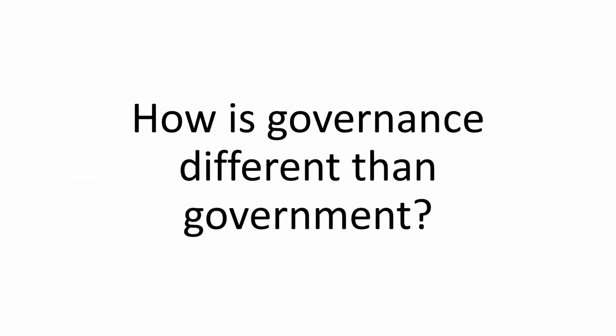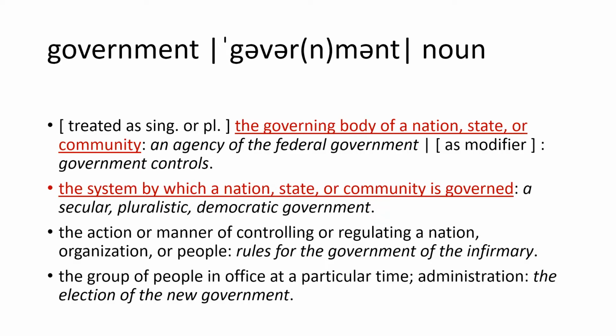You may be asking yourselves, how is governance different than government? Whereas governance refers to the act of governing, government refers to the institutions and practices of government. Government can refer to the governing body of a nation, state, or community, or the system by which a nation, state, or community is governed. Obviously, we do not have an international government, but we do have international governance. International laws, norms, and standards ensure that we do have global governance.